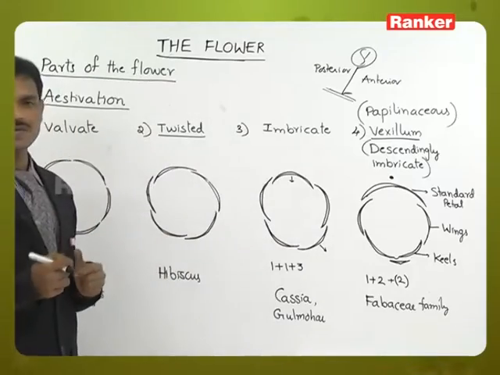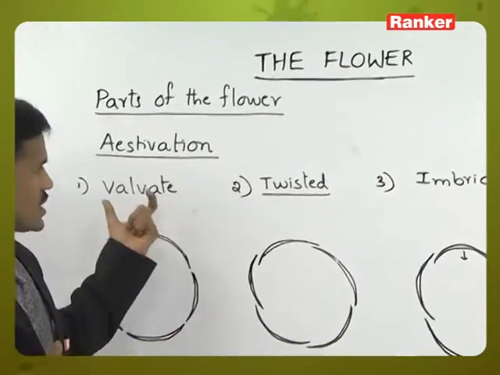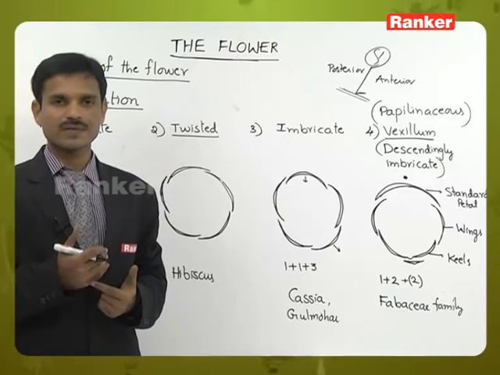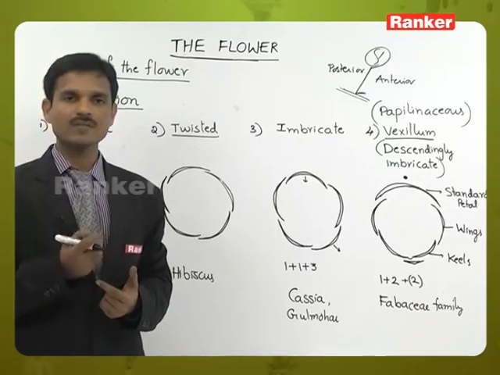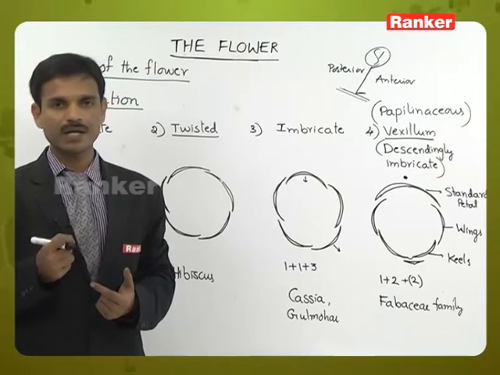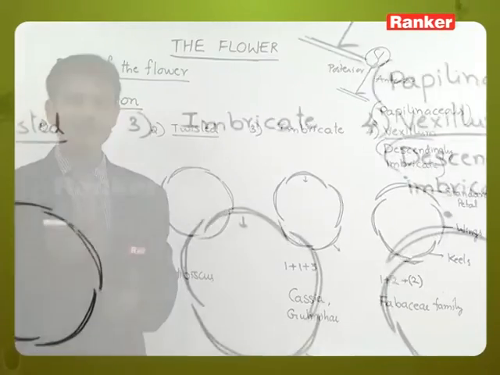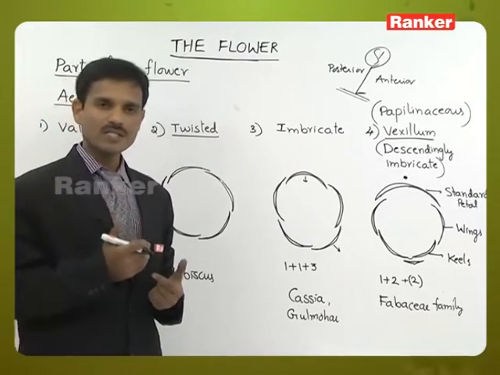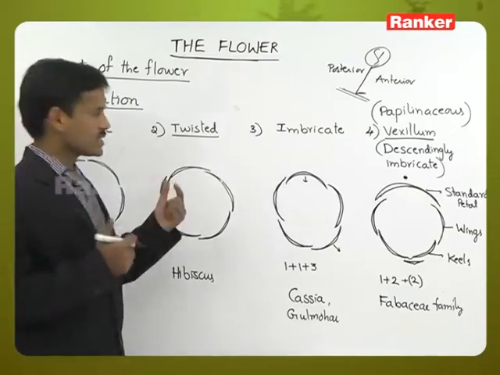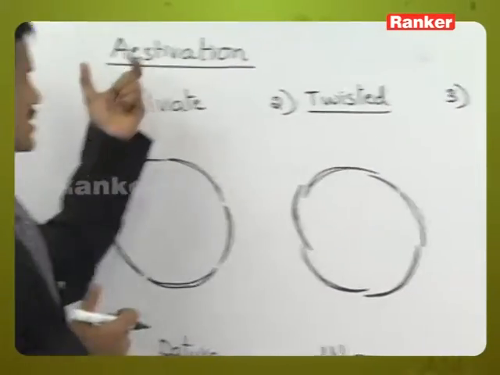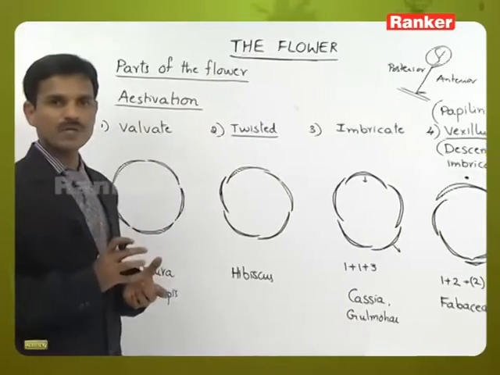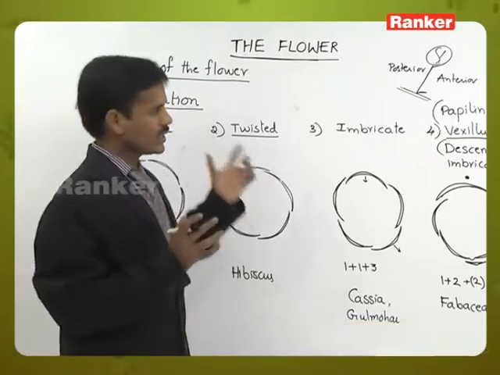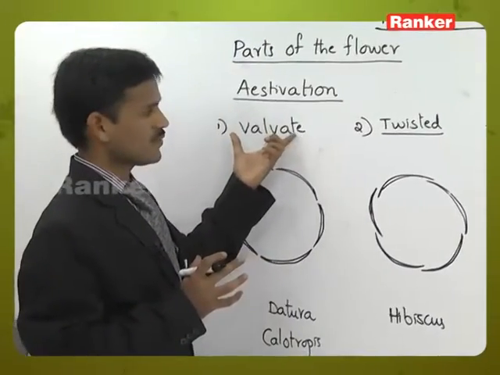So these are the 4 types of aestivations: the arrangement of the sepals or petals. Sometimes sepals or petals are not distinct. Those parts are called perianth. Perianth means where the sepals and petals are not distinct. So sepals or petals or perianth lobes are arranged in different manners. The arrangement is called aestivation. Aestivation can be observed only in the bud condition. After opening we cannot observe it clearly. So only in the bud condition are these types of arrangements observed.